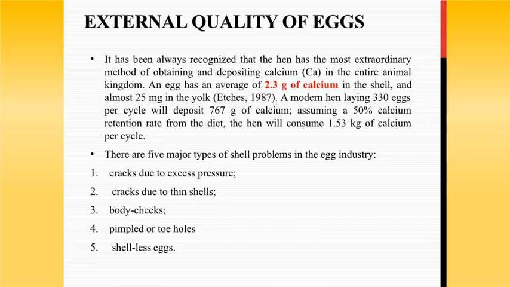Etches, 1987. A modern hen laying 330 eggs per cycle will deposit 767 grams of calcium. Assuming a 50% calcium retention rate from the diet, the hen will consume 1.53 kilograms of calcium per cycle. There are 5 major types of shell problems in the egg industry: cracks due to excess pressure, cracks due to thin shells, body checks, pimpled or toe holes, and shell-less eggs.